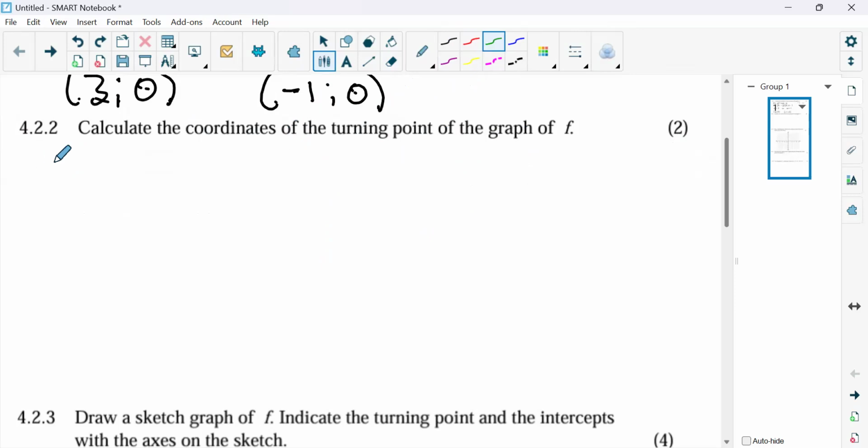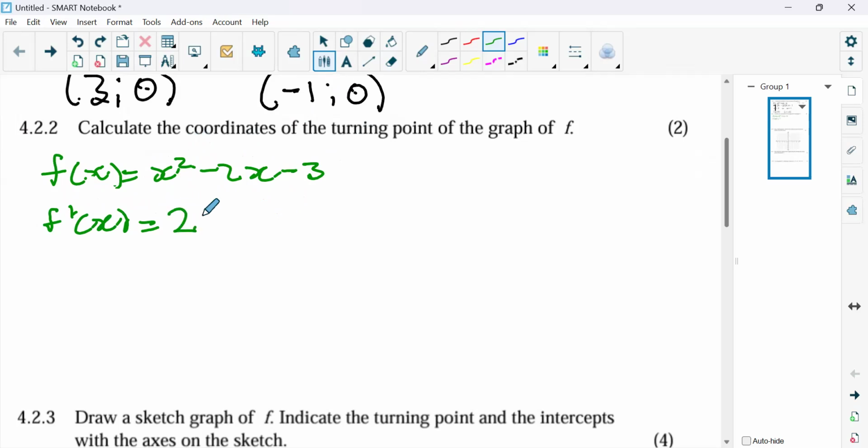So we have f of x equals x squared minus 2x minus 3. Then we differentiate to get f prime of x. We say 2 multiplied by 1, which is the coefficient in front of x, so we have 2x, and then 2 minus 1 gives 1 as the exponent.